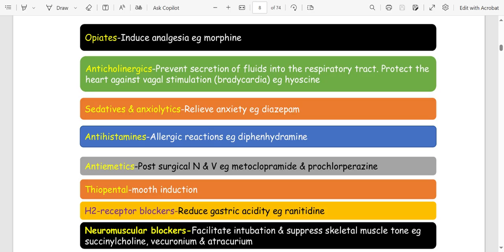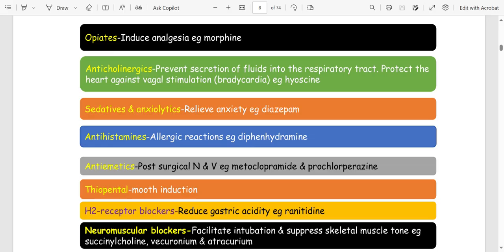You also give sedatives and anxiolytics. An anxiolytic is a drug that you give to prevent or to relieve anxiety, because when someone is about to go into a big surgery, they are anxious. So you also want to relieve anxiety. Okay, for example, for anxiety, you give benzodiazepines like diazepam.